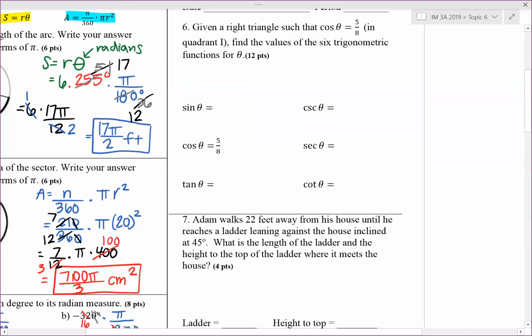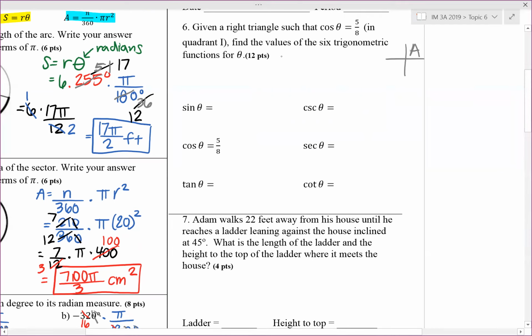For question 6, they give us one of the trig functions and want us to find the rest. They're telling us that we're in quadrant 1 just so that we know that, remember, all of the trig functions are positive, so none of our answers should be negative for these problems. So what we're going to do is identify what we have and then find the missing sides of the triangle.